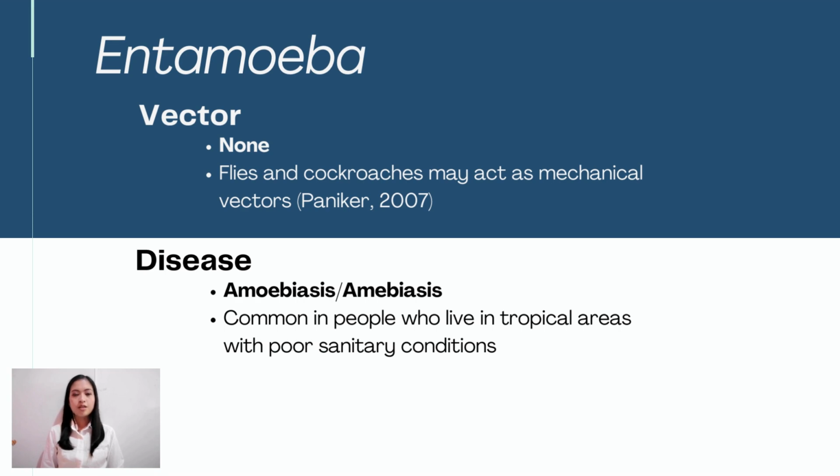In terms of vectors, there are no known vectors of Entamoeba histolytica, although some flies and cockroaches may potentially act as mechanical vectors after viable cysts in their droppings were found for a day or two after exposure. Because Entamoeba histolytica is a human pathogen, it causes amoebiasis or amoebic dysentery, a disease characterized by moderate to severe gastroenteritis, which in advanced cases may lead to anemia and liver abscess that can spread to other organs such as the lungs and the brain.